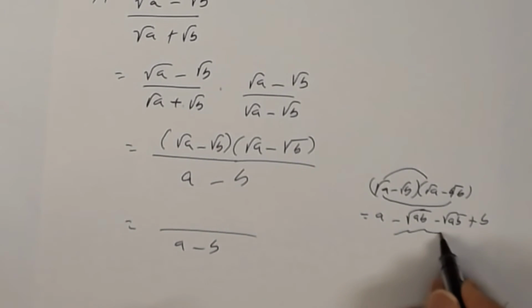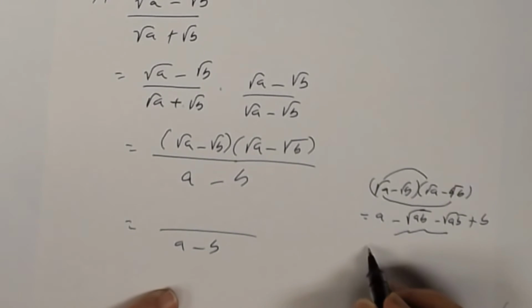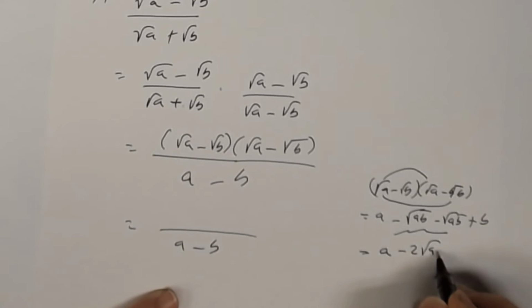So these are like terms right here, because they both have the same radicals, and the radicands are the same. The indices and the radicands are the same. So this becomes a negative square root of ab, and another negative square root of ab is a negative 2 square root of ab, and then plus b. Those are all different terms. So that's your numerator.